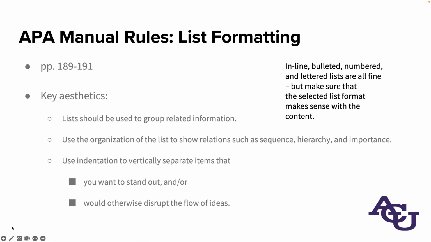So, lists. Now again, for lists, there are several pages in the APA manual that detail exactly how you do it, but we can extract from that some core principles. First, you want to use lists to group related information. And how you organize that list should show some sort of relation.